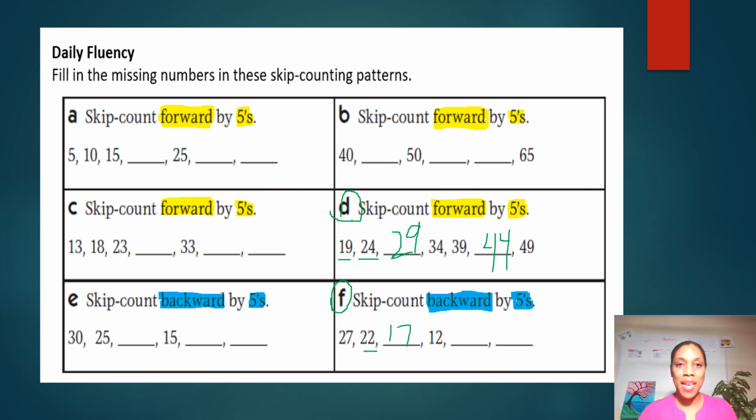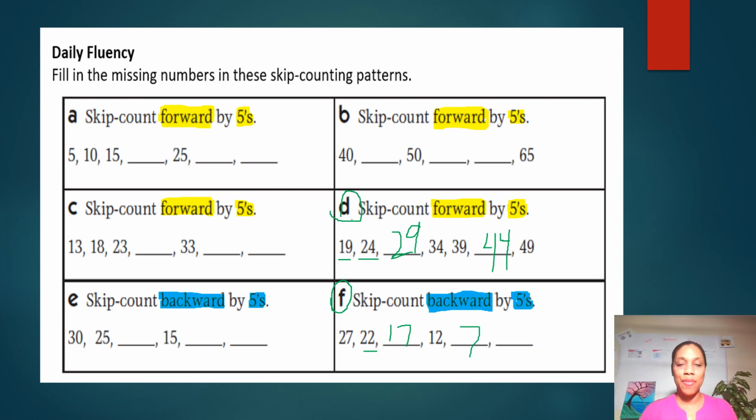If I'm at 12 and I count backwards by 5, let's do it. Ready? Begin. Put 12 in my head, count backwards. What's the number that comes before 12? 11, 10, 9, 8, 7. 7 is my missing number.